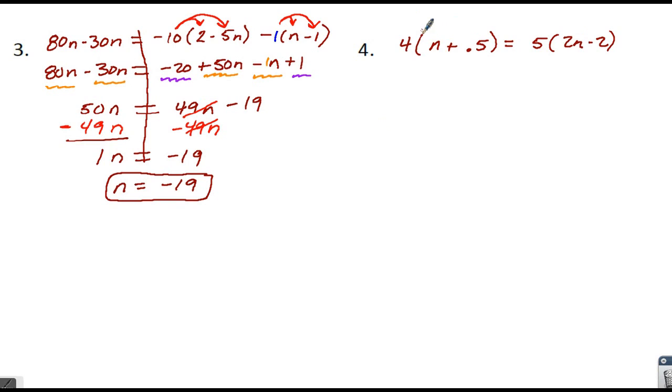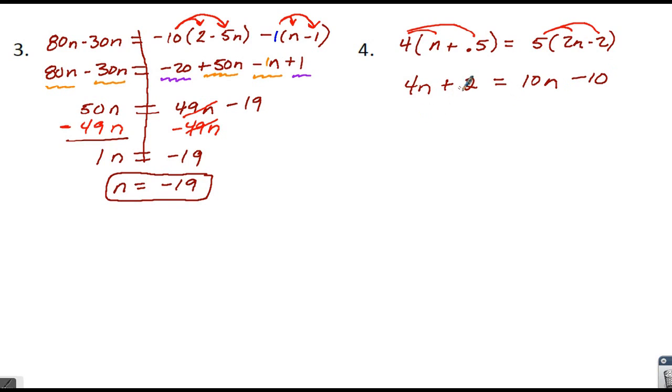You have 4 times n plus 0.5 equal to 5 times 2n minus 2. So there's a lot of distribution. First thing we want to do is distribute, so we want to distribute the 4 out. So 4 times n is going to give us 4n. 4 times 0.5, again, you can use a calculator for this, but this is going to equal 2. And then we're going to distribute the 5 times the 2n, and then 5 times the -2. 5 times the 2n is going to give us 10n. 5 times the -2 is going to give us -10.